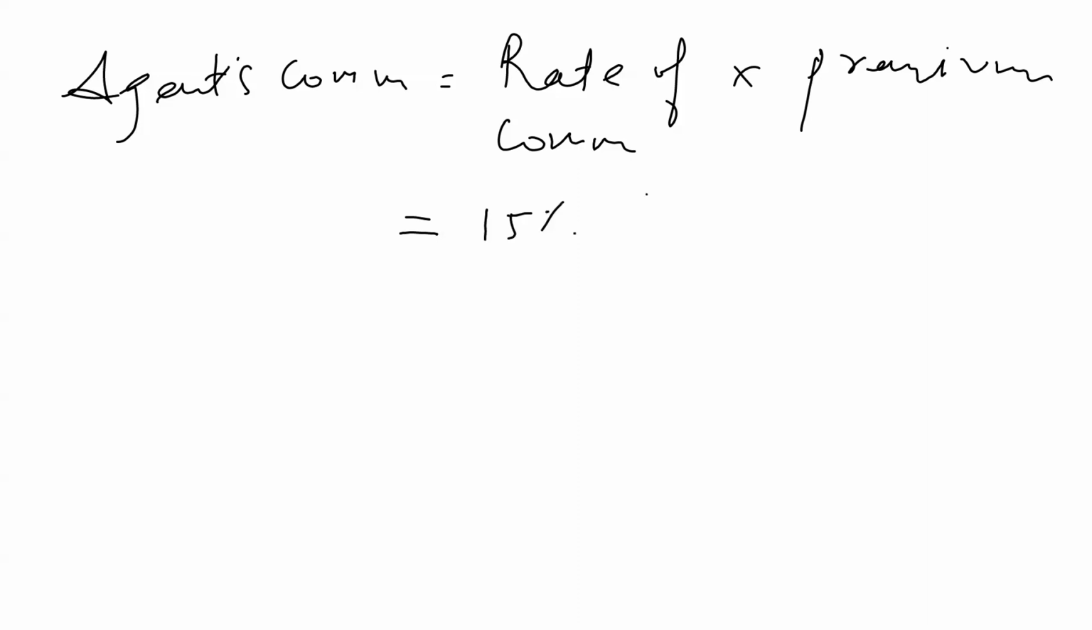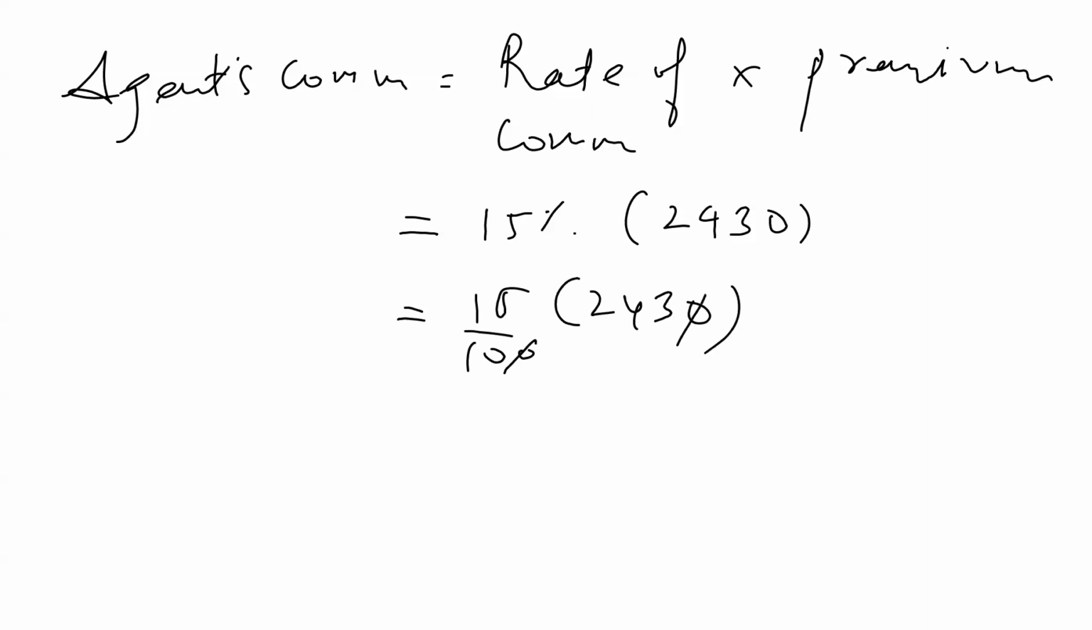Premium is 2430. So 15 upon 100 into 2430. Zeros are getting cancelled. Okay, so you can multiply 15 into 243. Fine, let me make that particular calculation. 3645 upon 10, which is equal to rupees 364.5. Okay, so that was question number 2.